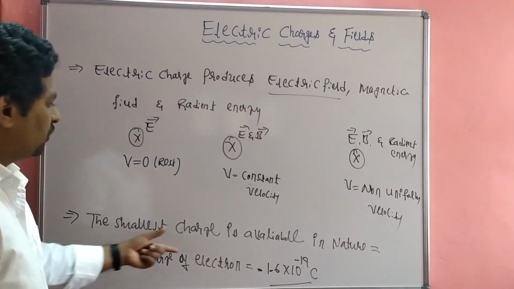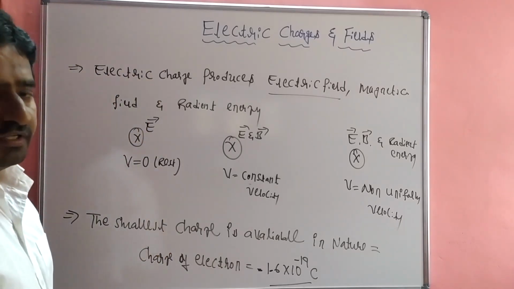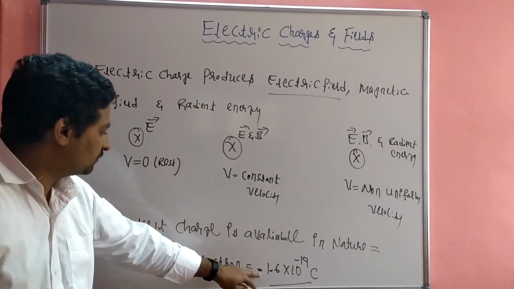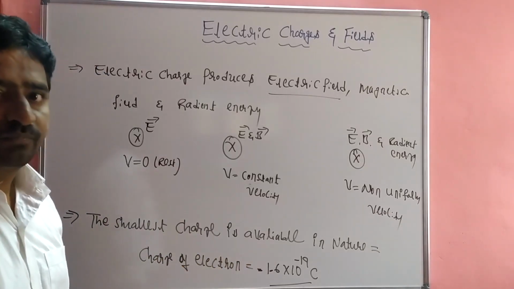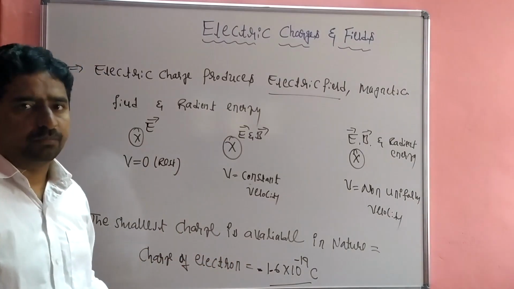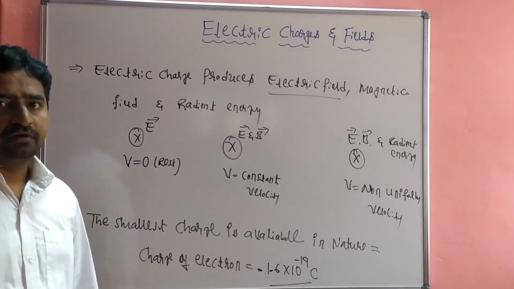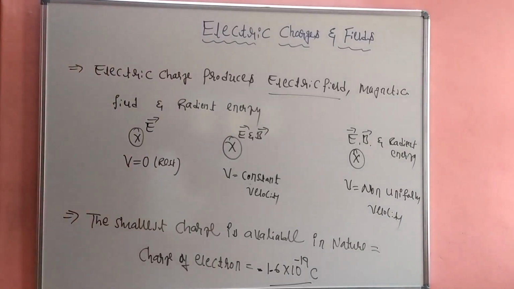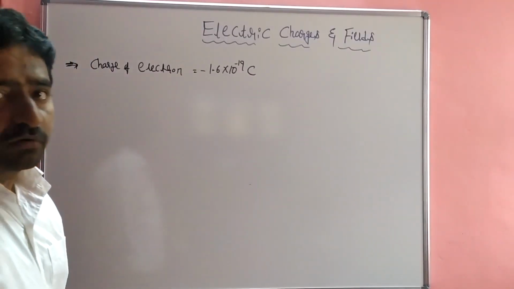The magnitude of charge of proton, how much? The magnitude of charge of proton is equal to charge of electron but in opposite sign. So electron is negatively charged, so proton is positively charged. That will be discussed in the later part. So this is the smallest charge available in nature. Then charge of proton.